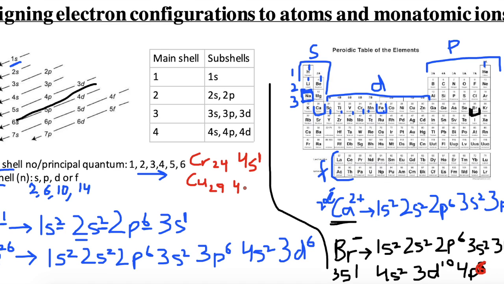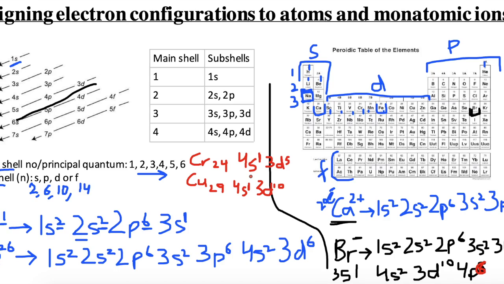So chromium and copper only have 1 electron in the s subshell, and chromium goes on to have 5 electrons in the d subshell of the 3rd main shell, and copper goes on to have 10 electrons in the d subshell of the 3rd main shell. This is only so that these atoms can obtain a more energetically favorable state. So we have 5 orbitals in d. If each of the orbitals is occupied by a single electron, then it's more energetically favorable than the s subshell of the 4th main shell having 2 electrons.